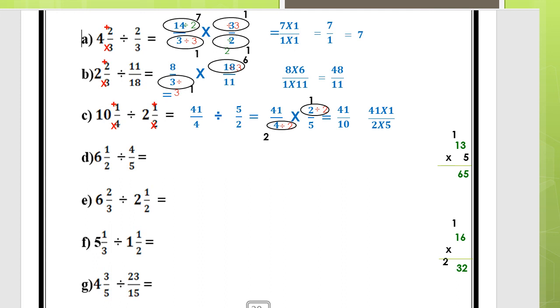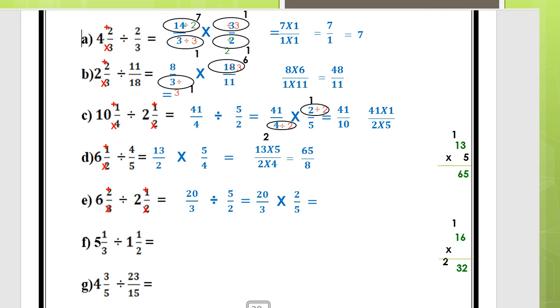Next, 6.5 divided by 4/5. 6.5 is going to be 13/2 times 5/4. Okay. It's going to be 13 times 5/2 times 4, so it's going to be 65/8. 6 and 2/3 divided by 2.5. Okay. 6 and 2/3 is going to be 20/3, divided by 5/2. Then I will keep, switch, flip.